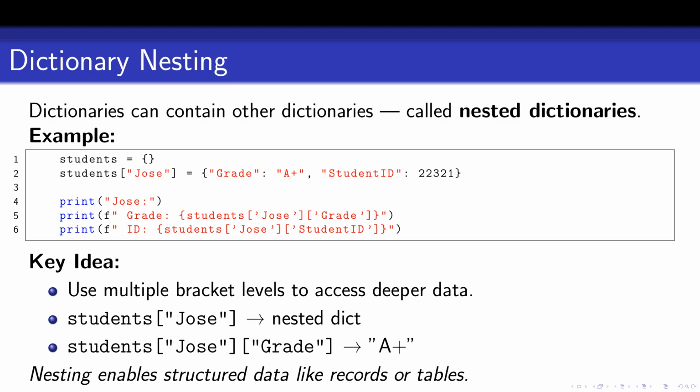This hierarchical layout mirrors how data is organized in JSON, databases, and structured file formats. Understanding how to store and access nested dictionaries is essential when working with data pulled from APIs or external sources, or when building applications that manage multi-field records.